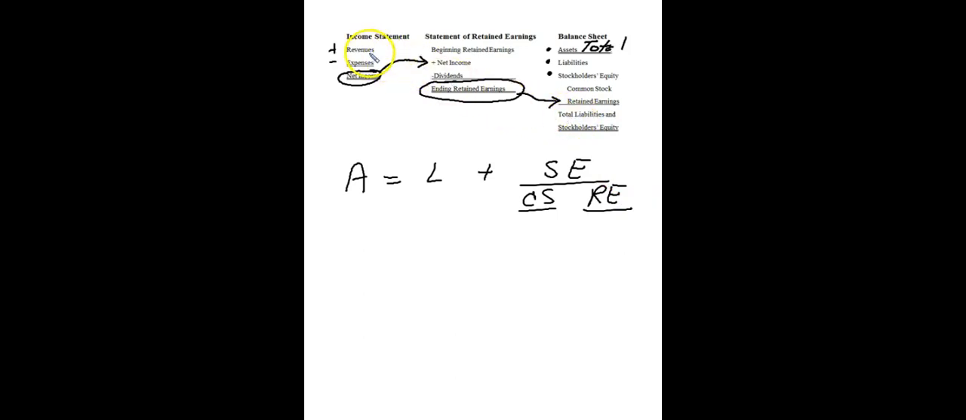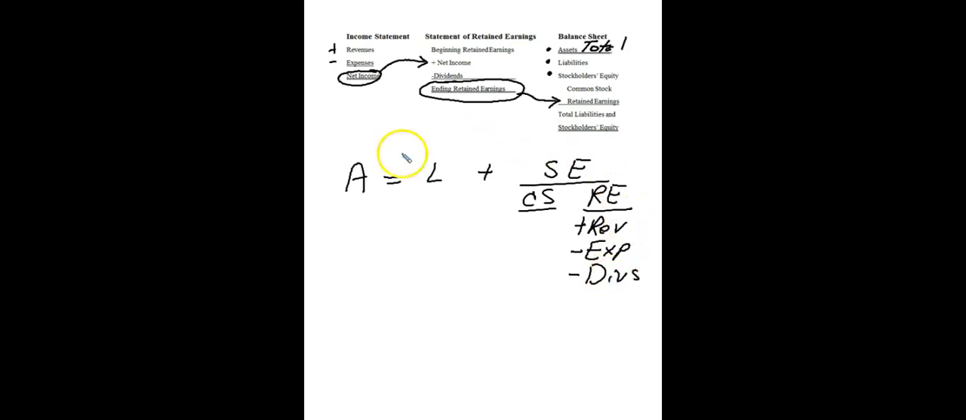Retained earnings goes up for revenue. I'm just going to abbreviate revenue, REV. It will go down for expenses. And then also dividends reduce retained earnings because we're distributing our earnings. So we're not retaining them, so they're going out.